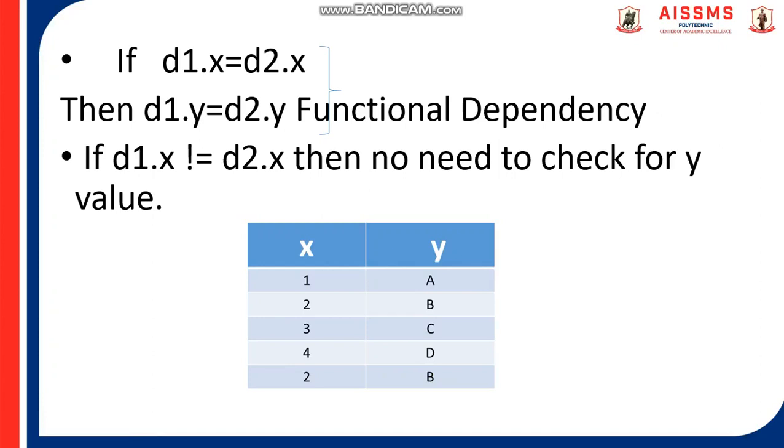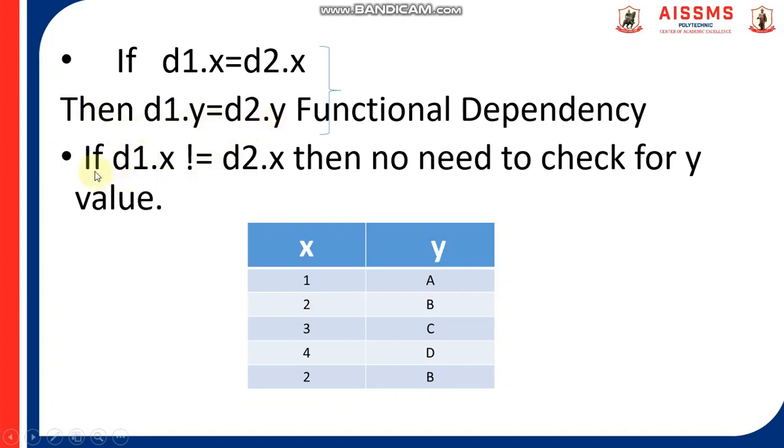Because if d1.x is equal to d2.x, the meaning of that is, d1 is any data from the x attribute, and d2 is other data from the x attribute. Suppose I am taking d1.x as 1 and d2.x as 2. If they are equal, then go for d1.y is equal to d2.y.